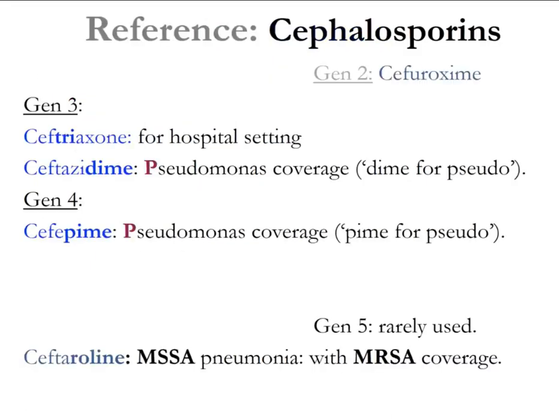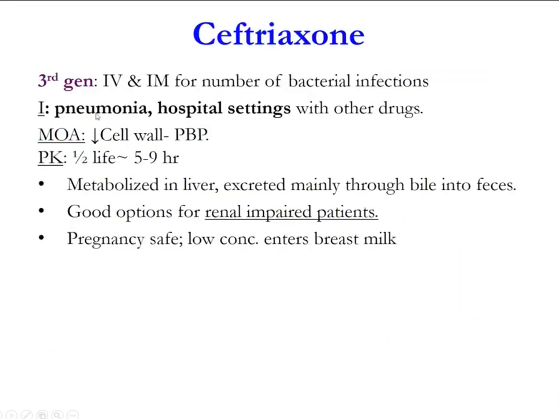This drug does not have Pseudomonas coverage. That is an important point to distinguish. Keep in mind, not this. If you mix all these cephalosporins, the one that does not have Pseudomonas coverage is ceftriaxone. Indication: it is available IV and IM, commonly used IV, for pneumonia at a hospital setting. With other drugs, you will treat pneumonia with this.